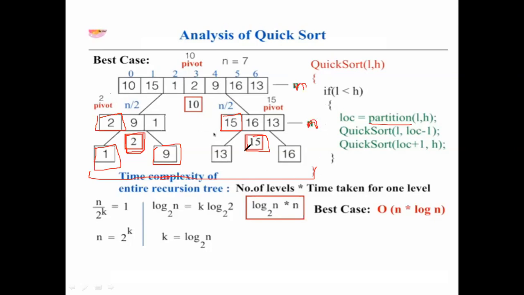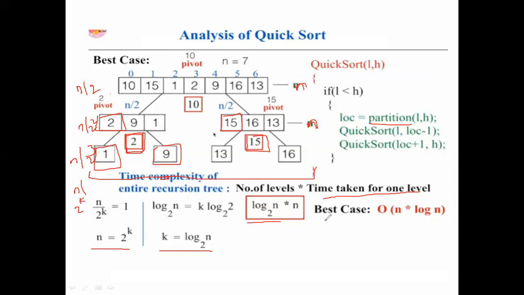So the number of levels: I split this n into n by 2, next n by 4, that is 2 square, next n by 8, that is 2 cube, and so on. I represent it as n by 2 power k levels. So n by 2 power k, I represent n equal to 2 power k. Taking log on both sides, log n base 2, so k value is log n. I already took the time for one level as n. So the number of levels is log n to the base 2.